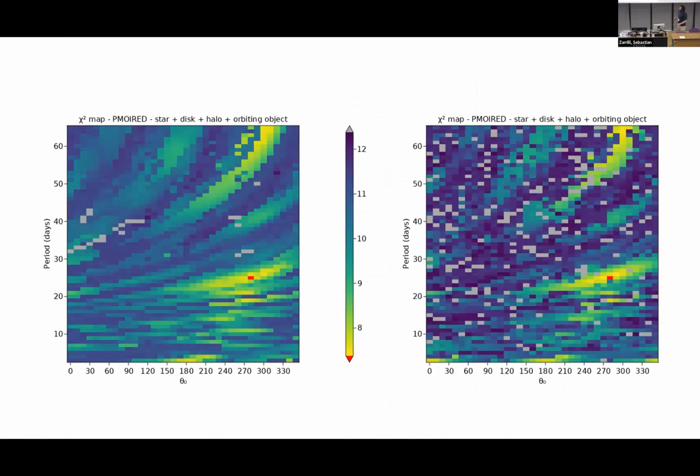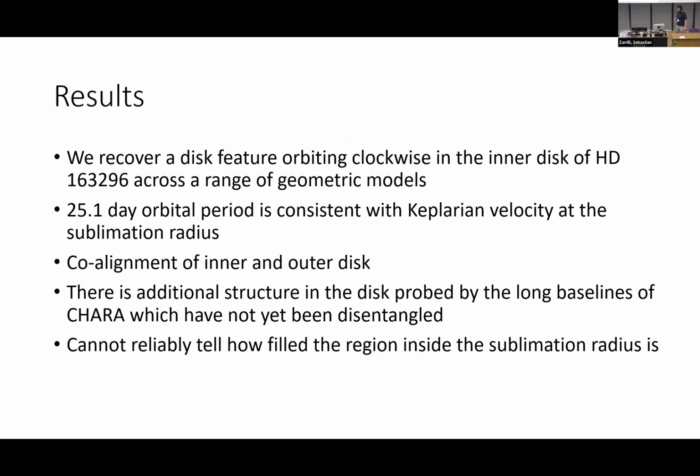So overall, there is a lot of structure in the closure phases that we're not able to capture with these sorts of simple geometrical models. And so here I just show a chi-square grid for a number of different periods and starting position angles for this moving disk feature. Again, these are for the 2 different models that I showed, and we recover the same period and very close starting position for both of these. Yeah, so we recover this feature orbiting clockwise, in the same direction as the outer disk's motion.